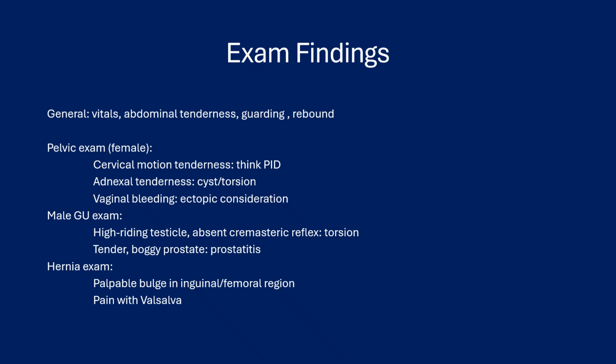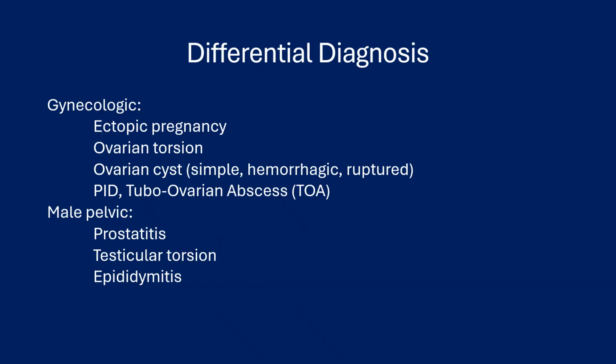Male GU exam: high riding testicle, absent cremasteric reflex, think testicular torsion. Cremasteric reflex can be kind of subtle. It's one of those conditions that you have to have a high index of suspicion for. Tender boggy prostate, think about prostatitis. The rectal exam is very helpful in diagnosing that. Hernia exam, palpable bulge in inguinal or femoral region. Oftentimes you'll see worsening pain with a Valsalva maneuver if it's a hernia.